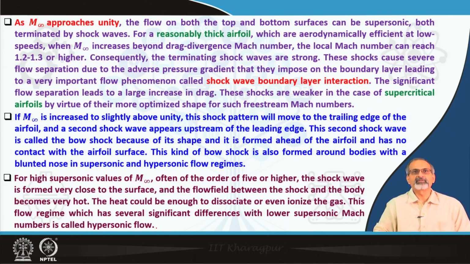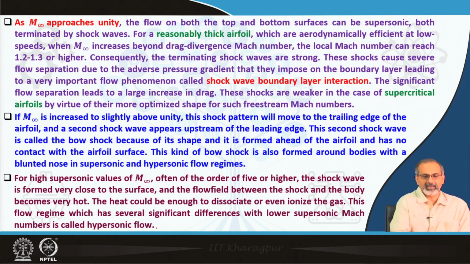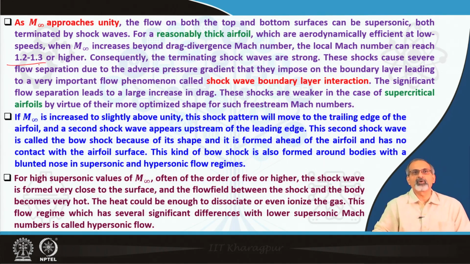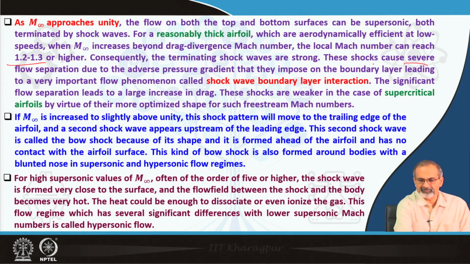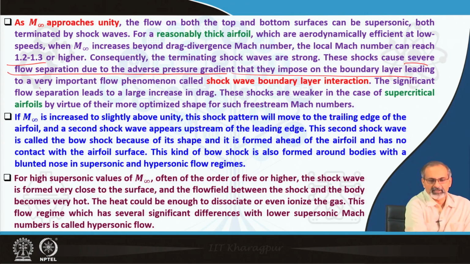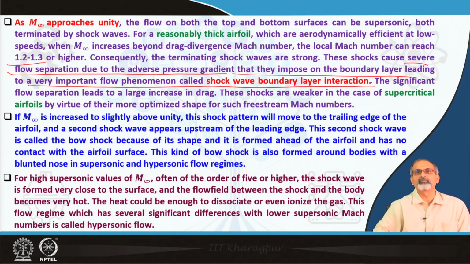As M infinity approaches unity, the flow on both top and bottom surfaces can be supersonic, both terminated by shock waves. For a reasonably thick airfoil, which is aerodynamically efficient at low speeds, when M infinity increases beyond drag divergence Mach number, the local Mach number can reach values of 1.2, 1.3 or higher. Therefore, the terminating shocks become stronger. These cause severe flow separation due to the adverse pressure gradient that they impose on the boundary layer, leading to a very important flow phenomenon called shock wave boundary layer interaction.